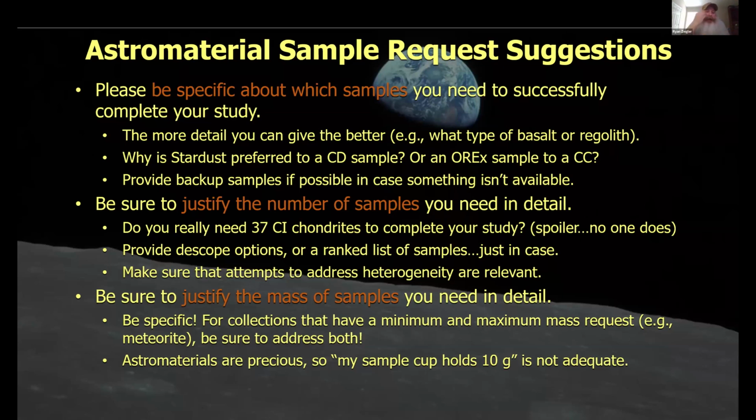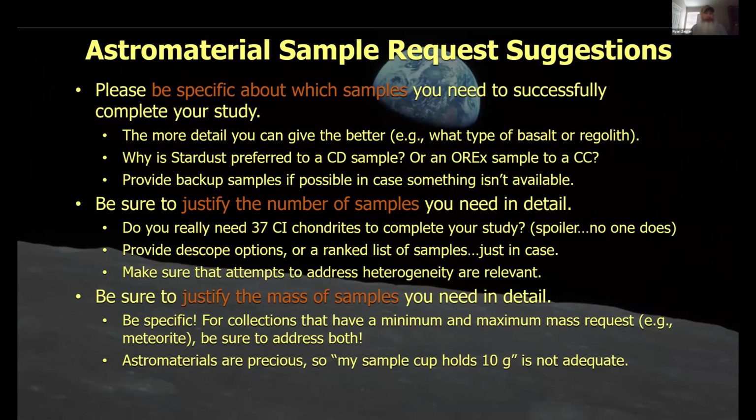And make sure that your attempts to address heterogeneity are relevant. I already mentioned this, with whether you need to study all the samples right off. But just because OSIRIS-REx has, what, 8 different pie trays, are the different pie trays really different? Is studying heterogeneity across those important? You have to make that case.